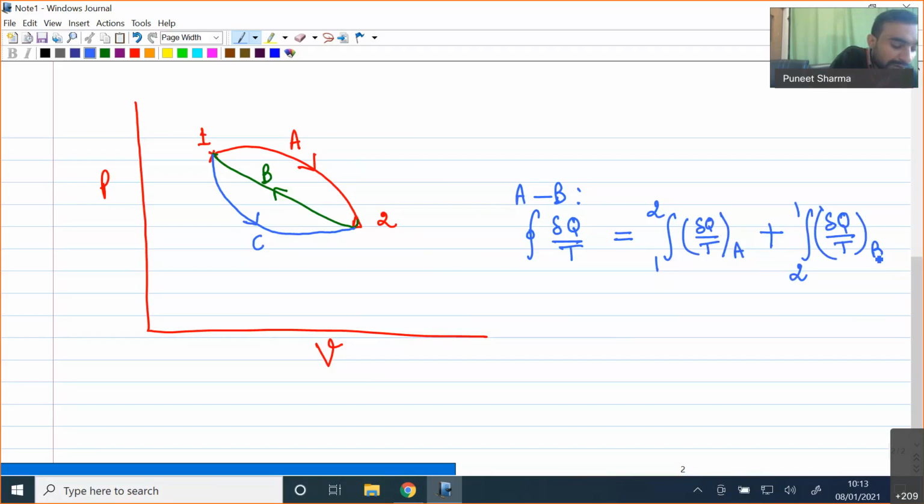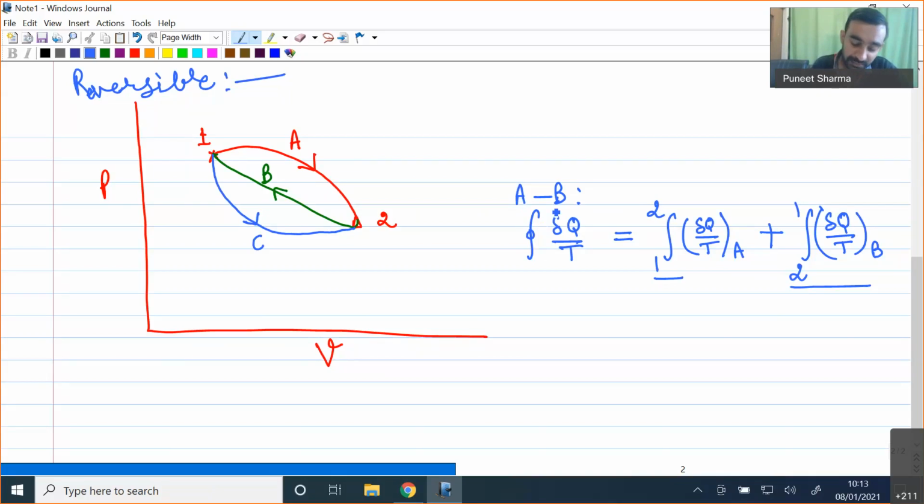Now one important point I would like to highlight: all the processes A, B and C, we are considering to be reversible. So whatever different processes A, B, C I have represented between the two thermodynamic states 1 and 2, all are actually reversible. So this is the breakup of the cyclic integral of del Q by T for these individual processes if I consider path A and path B.